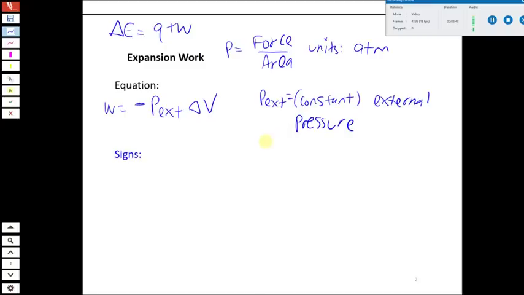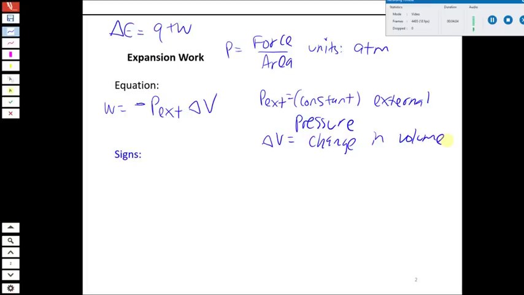And then delta V in this equation is just the change in volume. As we said, gases can change their volume, either get bigger or smaller. And whenever the gas changes its volume against a constant external pressure, there's going to be work associated with that, and this is how we calculate it.